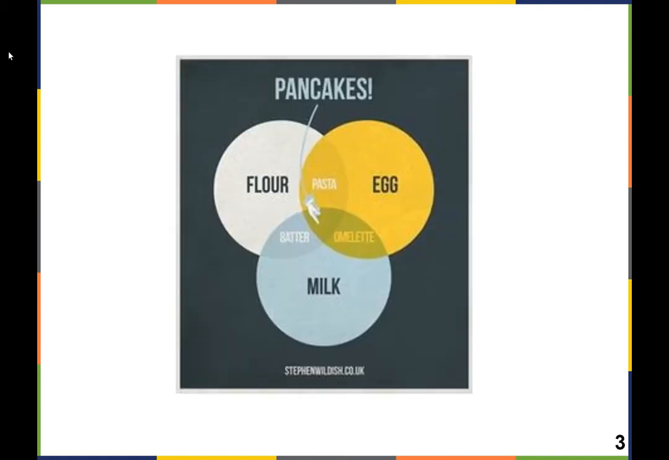One more. Here's a three set Venn diagram about pancakes. Things that use egg are in the yellow set. Flour is in the kind of purplish set, and milk is in the blue. And you can see the overlaps. Where all three of those things overlap, you get pancakes. So it's just a fun reminder of what Venn diagrams are.